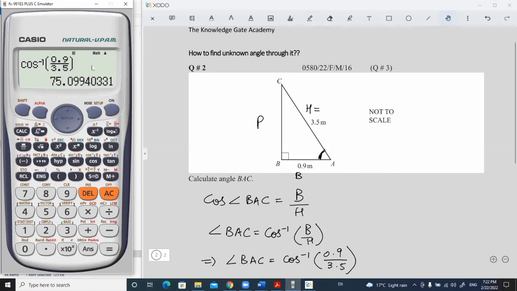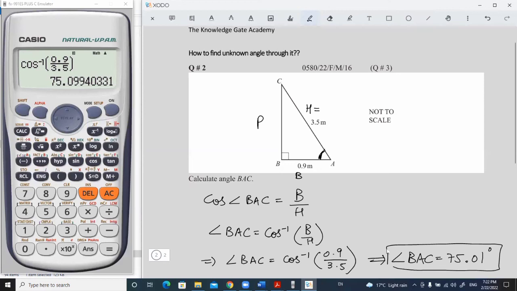This is the angle which we have to find. It is 75.0, and if we round off here, the next digit is 9, which is greater than 5, so it becomes 75.01. So angle BAC equals 75.01 degrees. It must be in degrees. Your calculator must be in degrees so that you will have the correct answer.